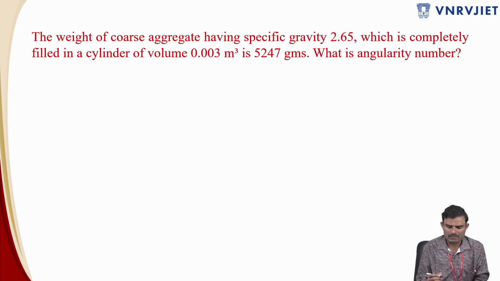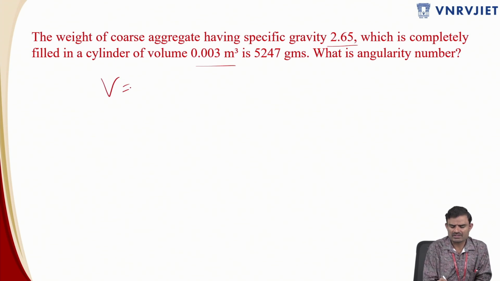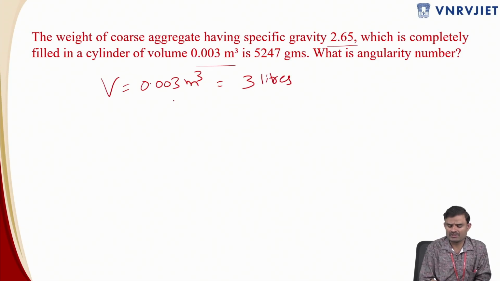There is one small problem here. The weight of coarse aggregate having specific gravity G, which is completely filled in a cylinder of volume 0.003 meter cube. The volume of the cylinder is given as 0.003 meter cube. As we all know, 1 meter cube is equal to 1000 liters, so you multiply this with 1000 and you end up with 3 liters. Of course, the water weight is nothing but 1 liter equal to 1 kg, so the weight of water will be 3 kg.